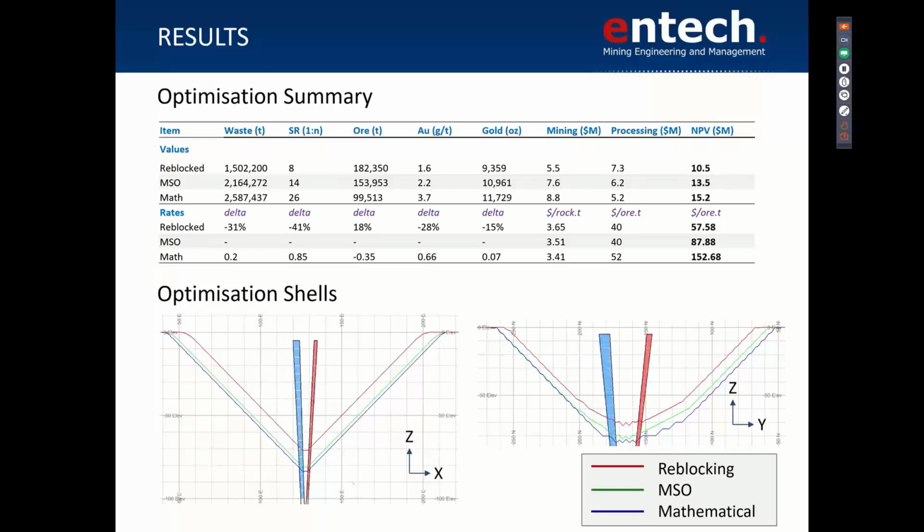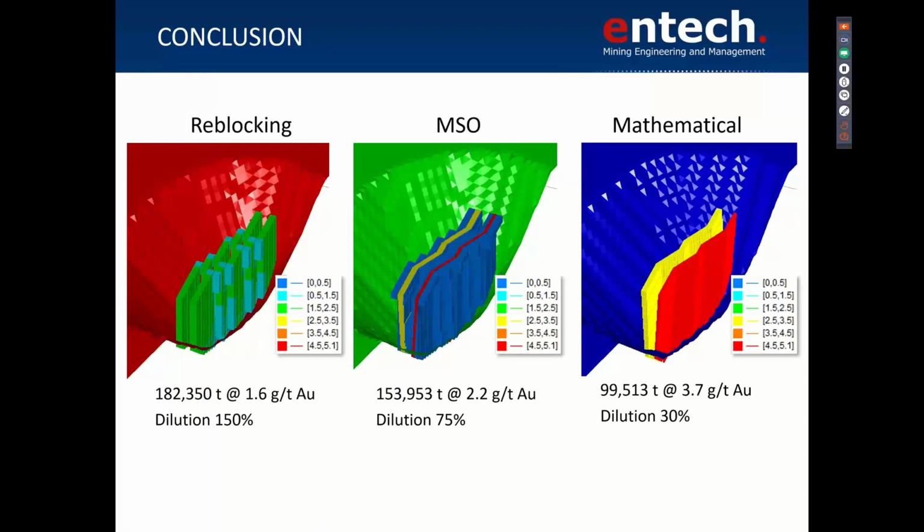So I guess the takeaway is that you have to be very accurate in the narrow vein settings to achieve what you anticipate as the physical or expected mining factors. It's a rather brief one. So the conclusion, I guess: these are the images of what we're seeing in the block model. The reblocking, the MSO one, and then the mathematical one. The takeaway, I guess, is that there's another way to try and represent these mining factors, and that's using this MSO method.